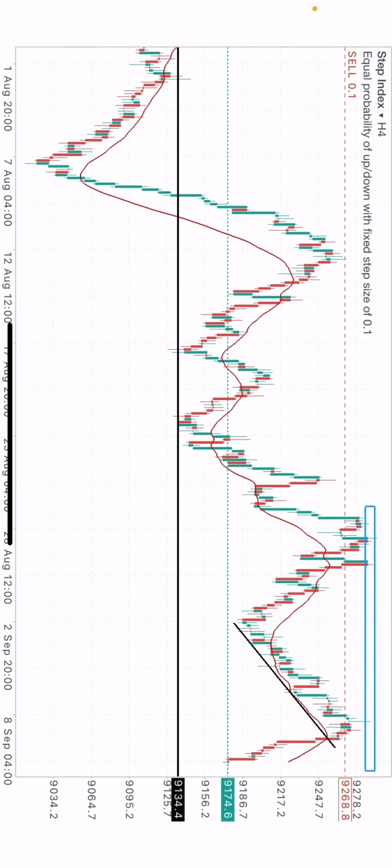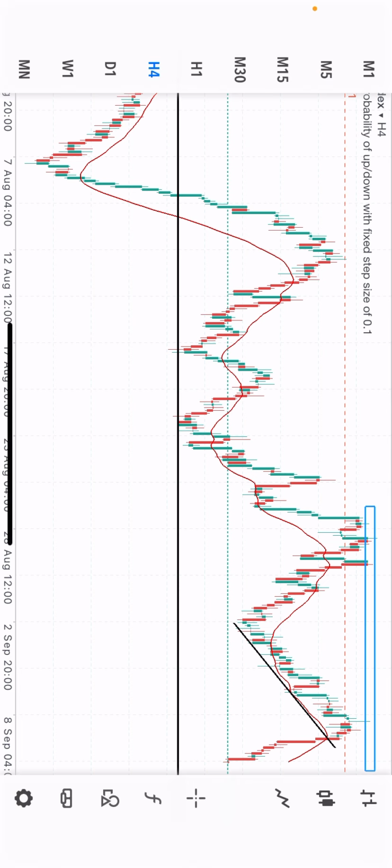So today I want to talk about how I took this trade on Step Index.